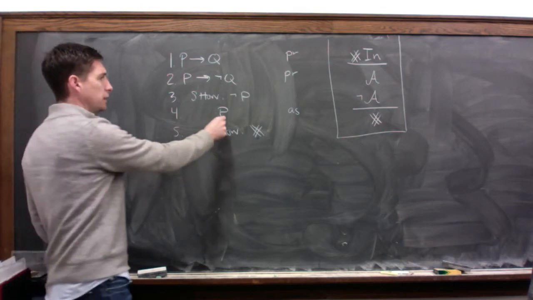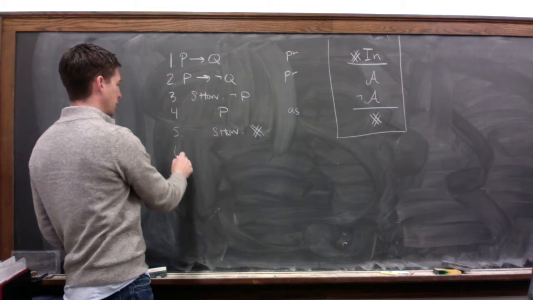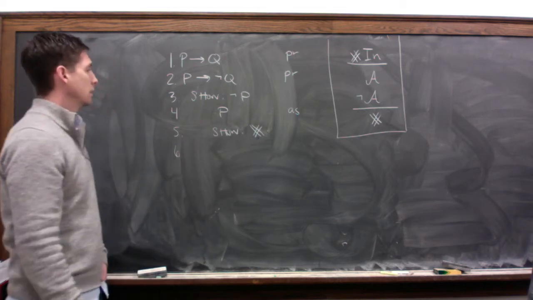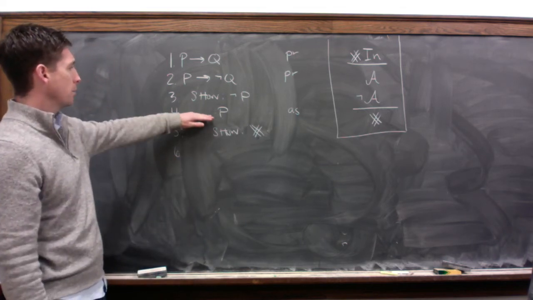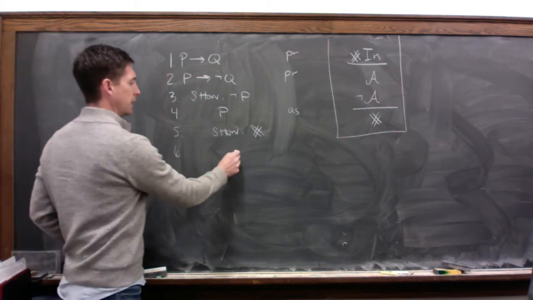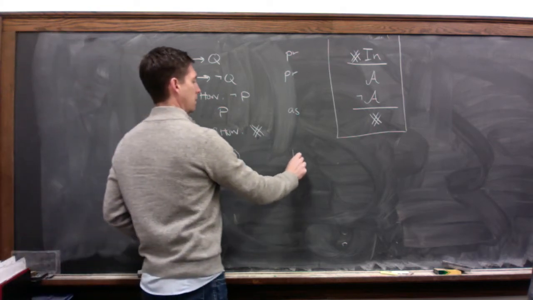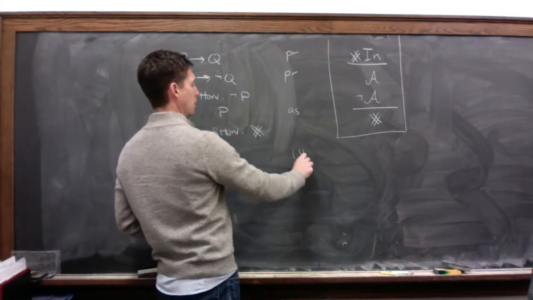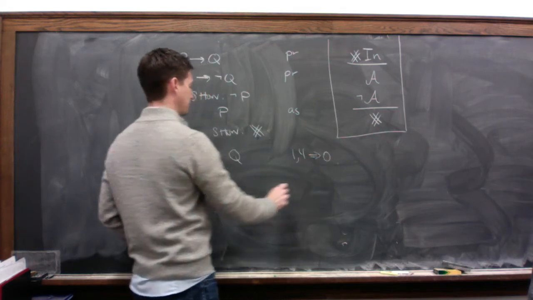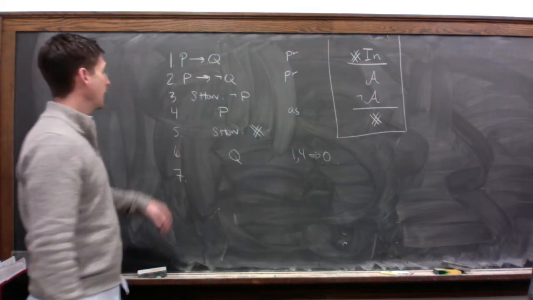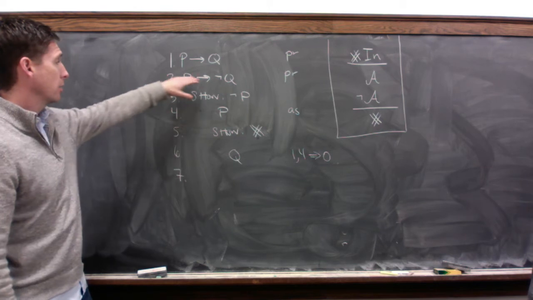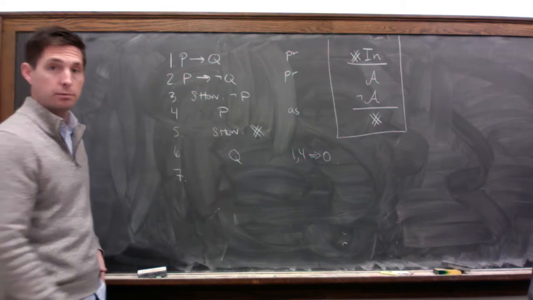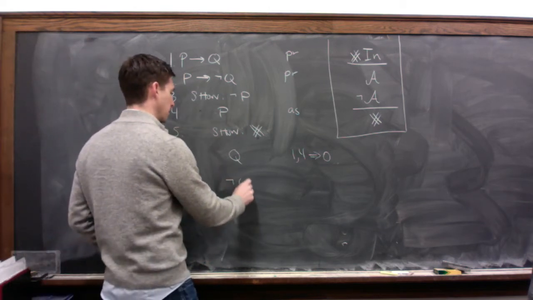So we've assumed the opposite of what we're trying to show, and we're trying to show a contradiction. So how can we do that? Well, look, from P and P arrow Q, we can get Q. That comes from 1 and 4 by arrow out. And from P and P arrow not Q, we can get not Q. That comes from 2 and 4 by arrow out.